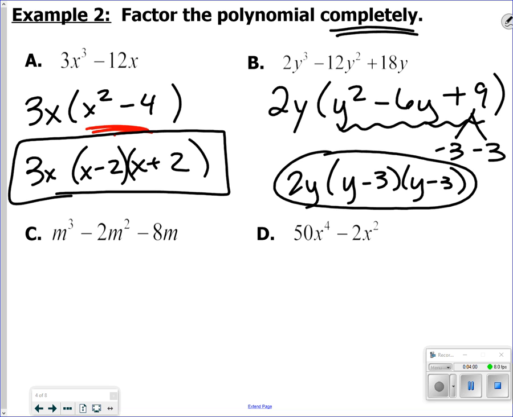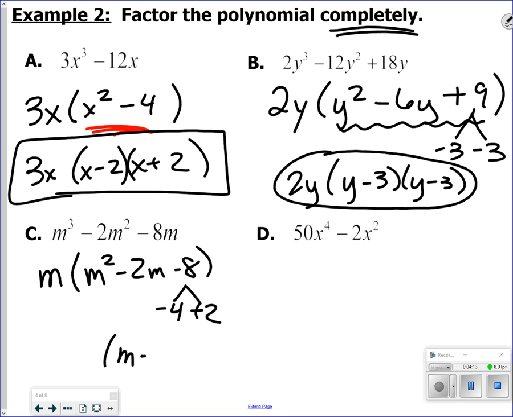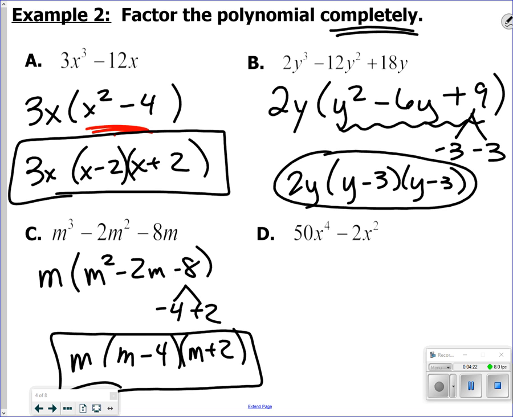So taking the GCF out is one form of factoring, but it's not the end. So just because you take the GCF, or each one is divisible by m, I still want to factor what's left in the parentheses. So in this case, factors of negative 8 that add up to negative 2. And again, don't forget the GCF when writing your answer.